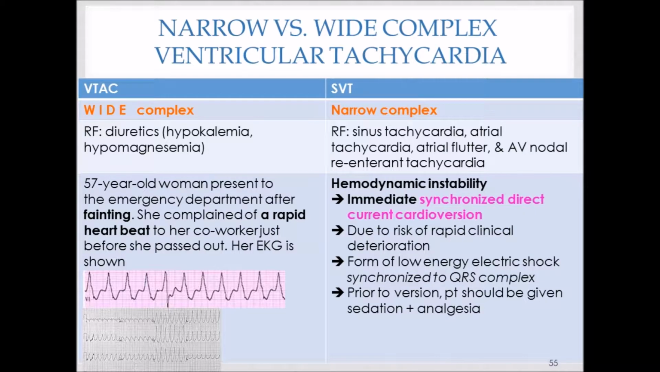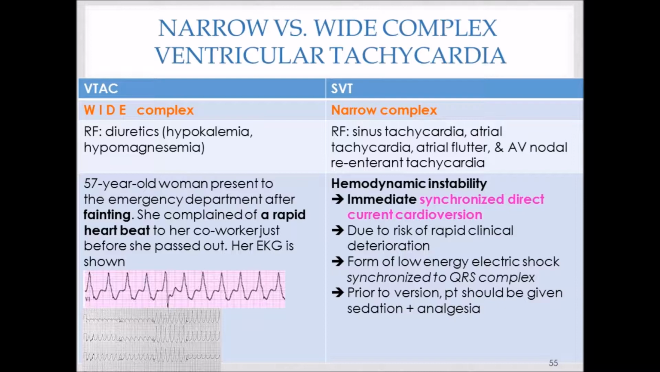So narrow versus a wide complex ventricular tachycardia. This is a very commonly asked question that shows up. Of course, the first thing you want to do is take a look at the EKG and look at what it's telling you. So if you see wide complexes, which means maybe a heart rate of 160 to 240 beats per minute, or you see maybe a series of 3 or more PVCs, you should be thinking wide complex tachycardia, which refers to VTAC.